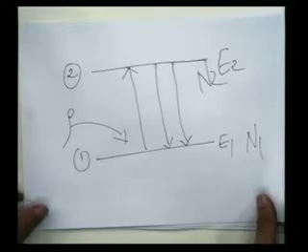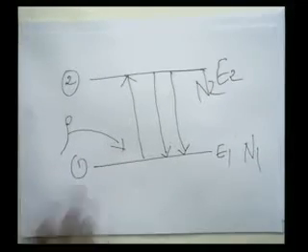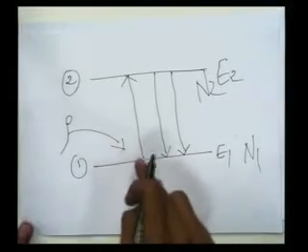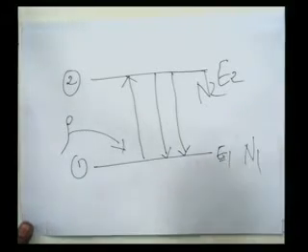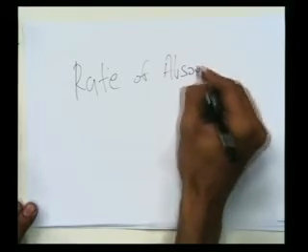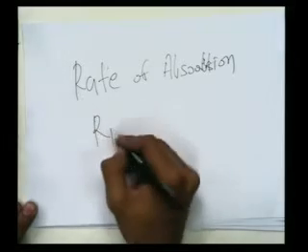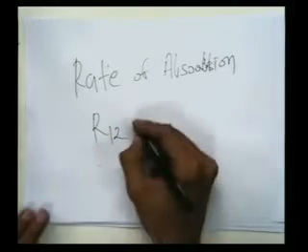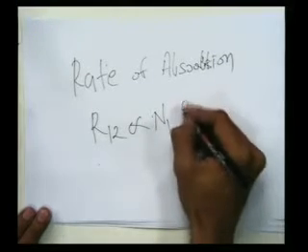So first we are going to have the rate of absorption. When your electron goes from the ground state to the excited state, such a process is known as absorption. Now the rate of absorption is given by R12, which is proportional to the number of electrons in the ground state as well as the density of the photons, that is rho.